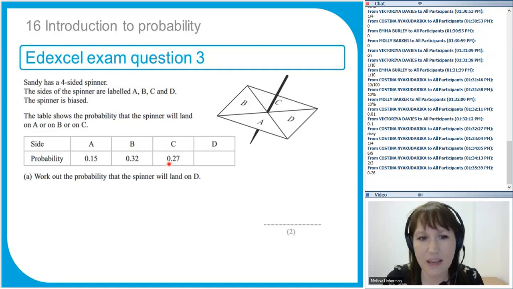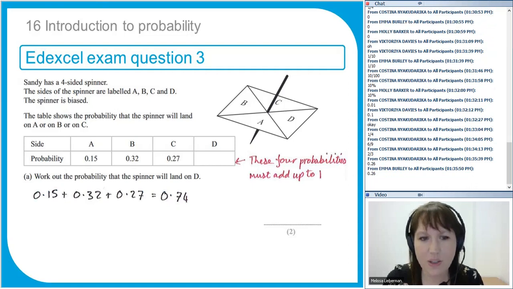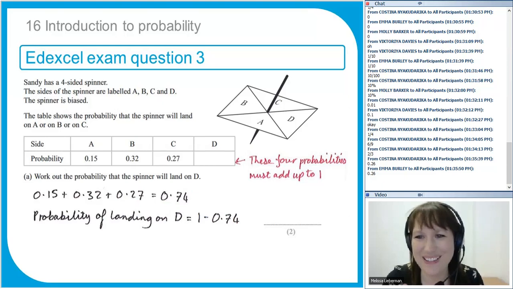So let's add these numbers together. You could line them up in columns and work them out as well. We know that they have to add up to 1. So if we add these 3 numbers together, you could add up the units and the tenths separately or use a calculator. You would get 0.74. So the probability of it landing on D is going to be 1 minus 0.74. So that will give us, yep, I'm just looking in the chat box there to see who's got the right answer. Good. 0.26. Perfect.